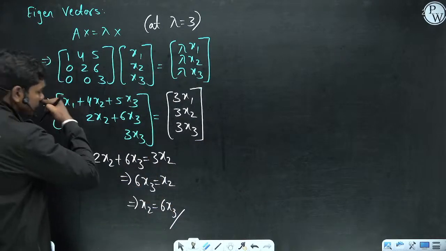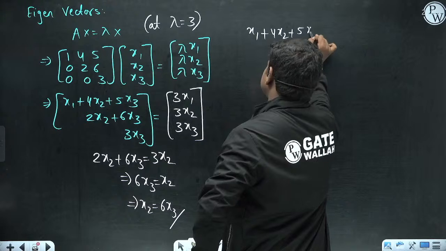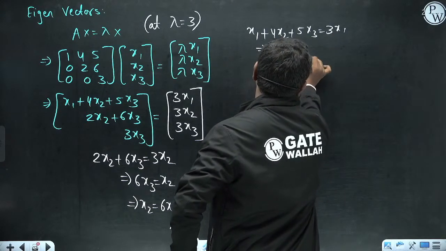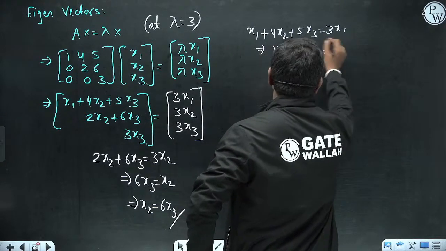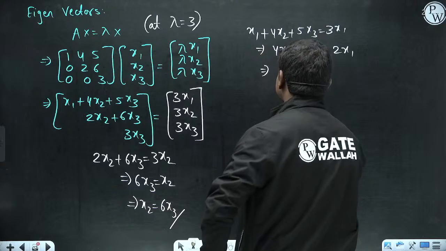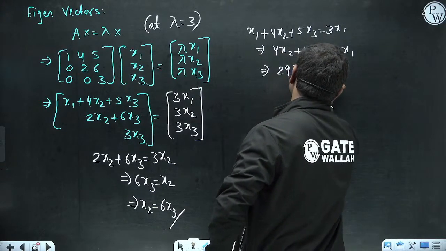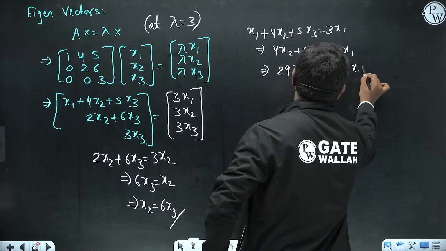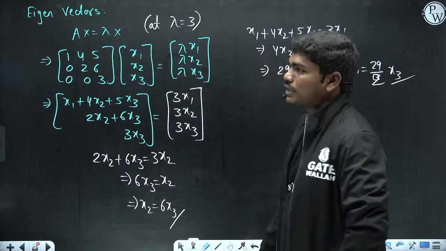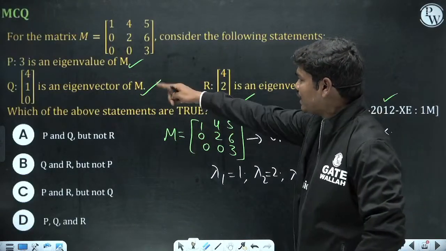Now what about the first equation? x1 + 4x2 + 5x3 is equal to 3 times x1. So 4x2 + 5x3 is equal to 2 times x1. Since x2 is equal to 6 times x3, 4 into 6 is 24, plus 5 is 29 times x3, equal to 2 times x1. So x1 is equal to 29/2 times x3. Now, nothing out of these is given in the options.